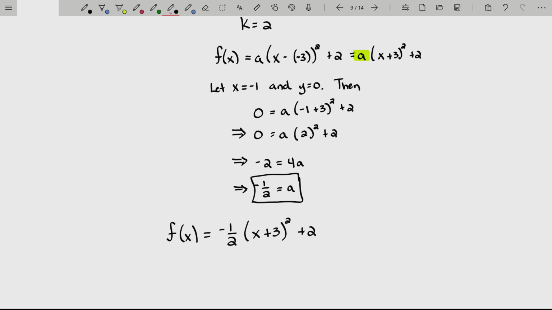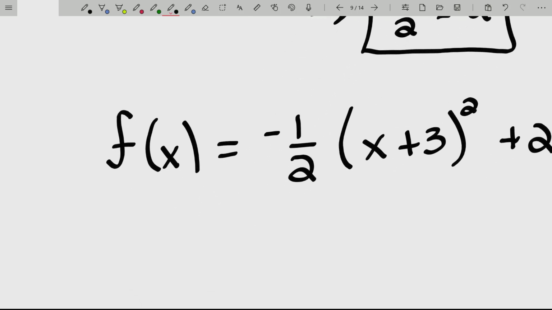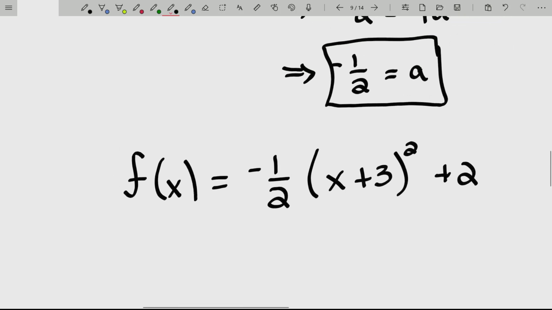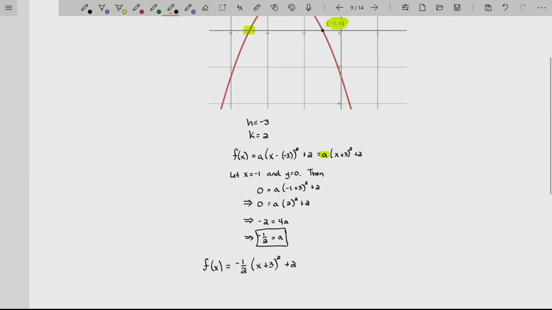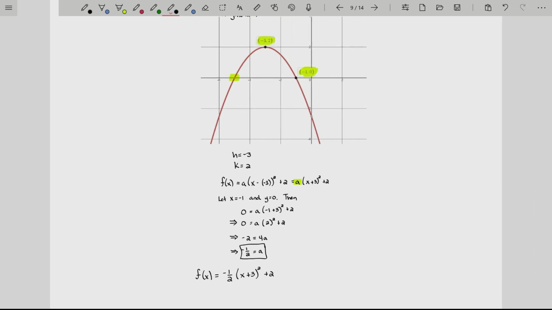A little logic check doesn't hurt. Our parabola should be upside down because that's a negative lead coefficient. And if you look at that parabola, it sure is. That's a great, fast way to just do a logic check.